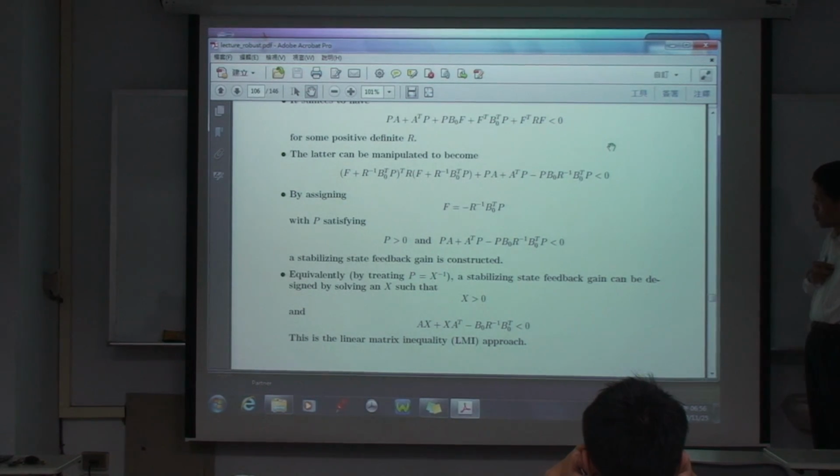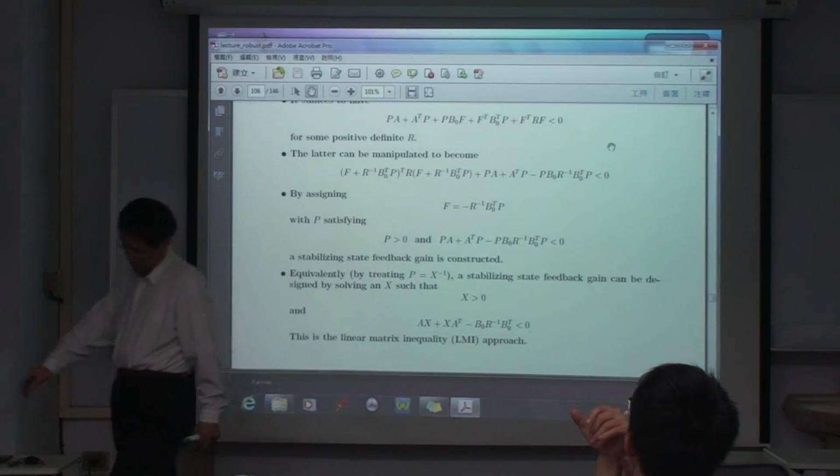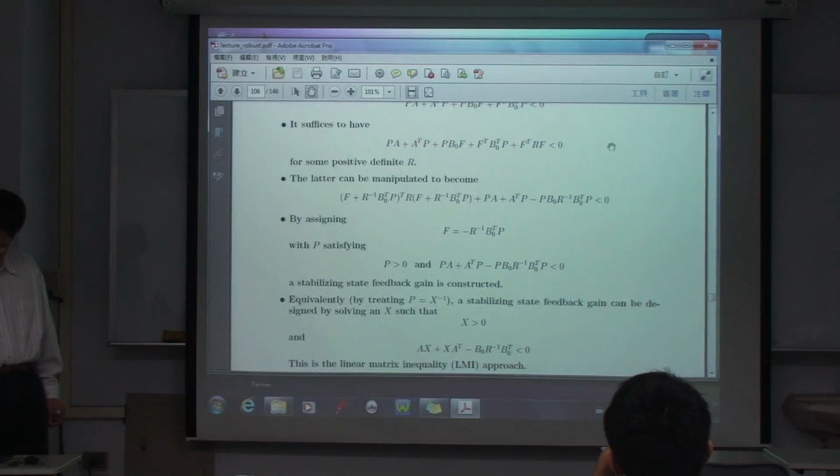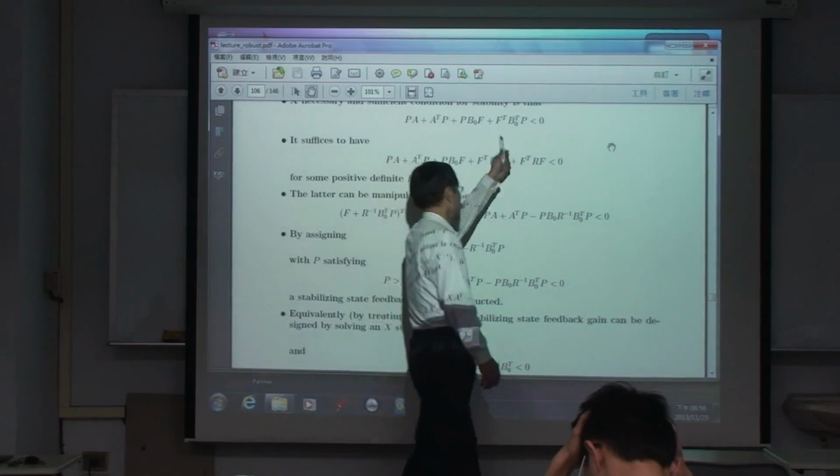So the design procedure is very straightforward. Okay? And this is possible because we have a state feedback. And definitely you will ask what this R is. Okay? By introducing R, what did you lose? That means you will then ask the difference between this and that.